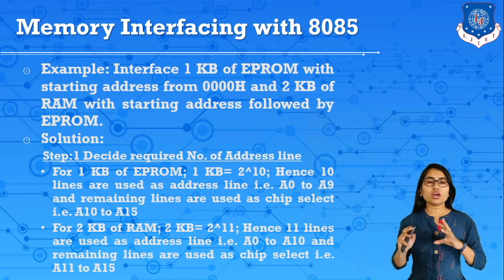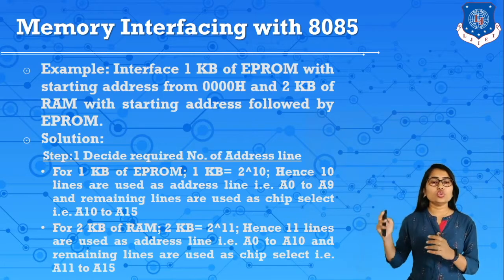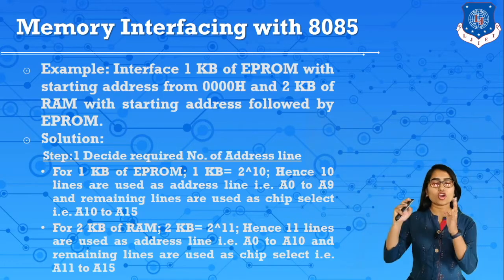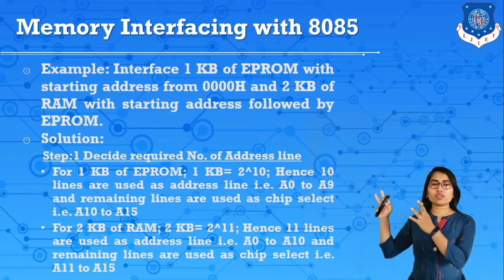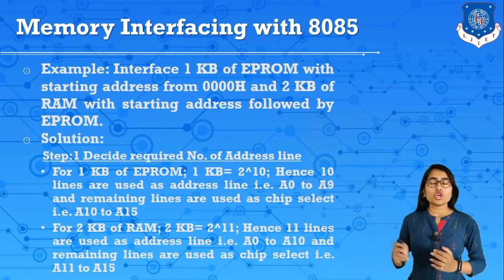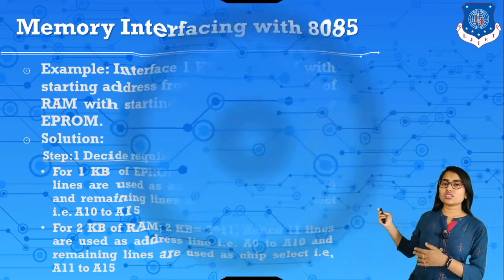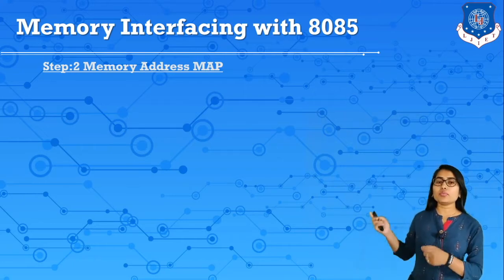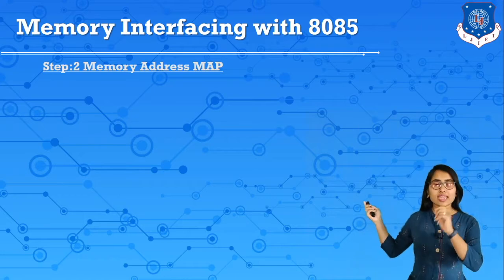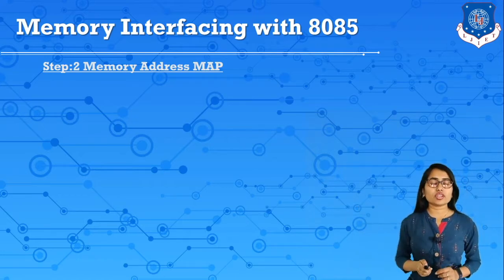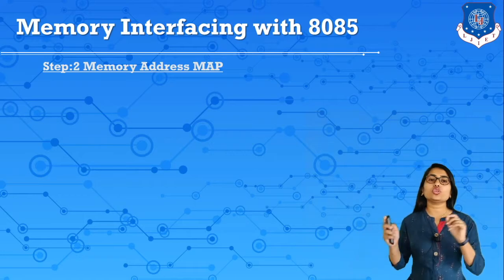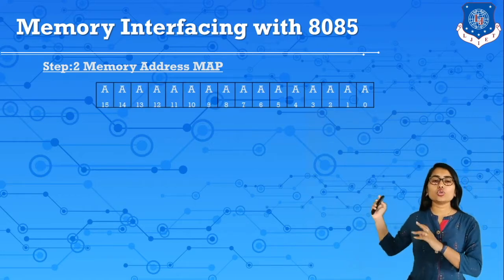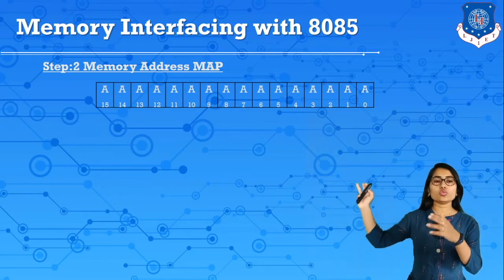Now we have to give addresses to this EEPROM and RAM. That means for given address locations we have the EEPROM, and for other given address locations we have the RAM. How can we define that? Using a memory map we can define addresses. How can we generate the memory address map? First, write the address lines, starting from A0 to A15, like this: A0, A1, A2 up to A15.